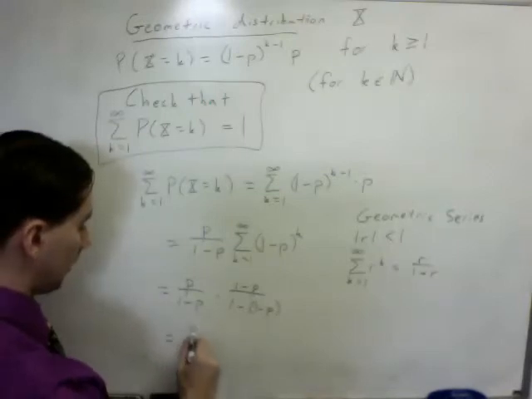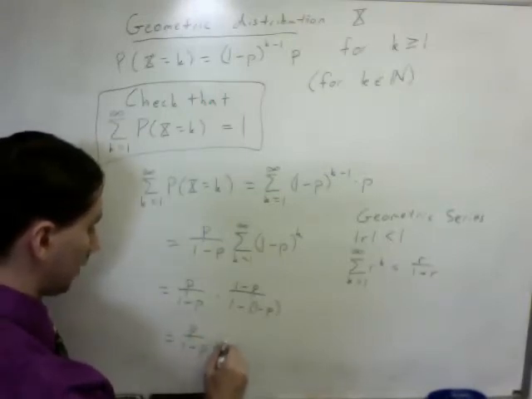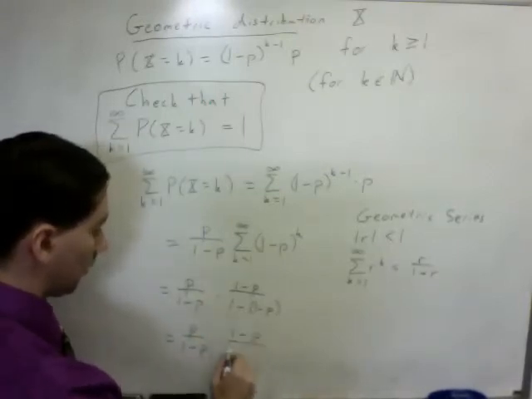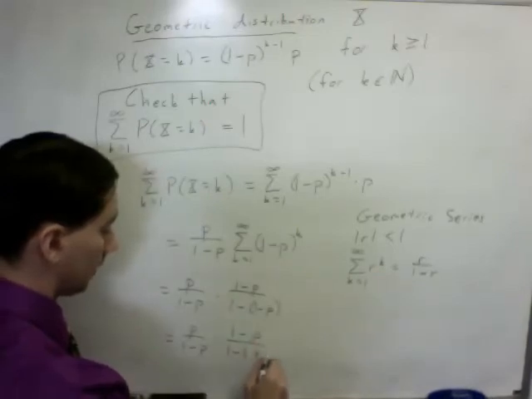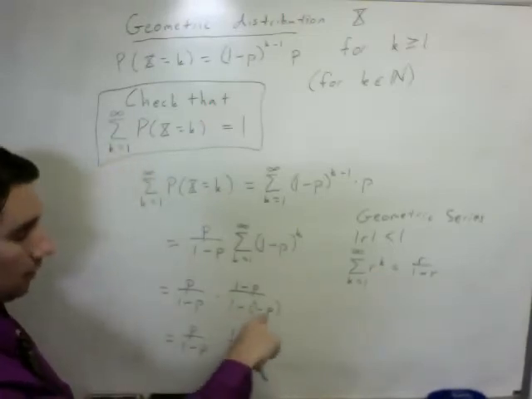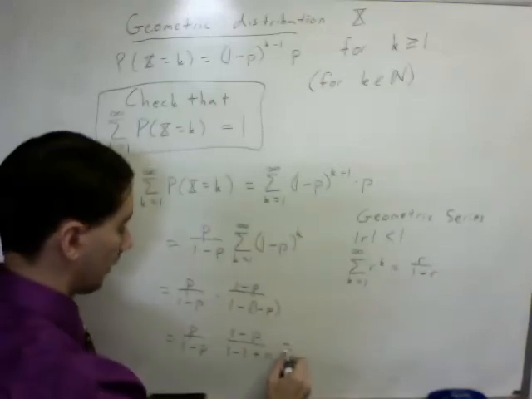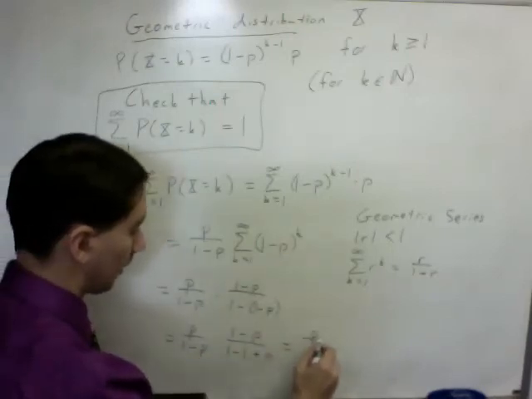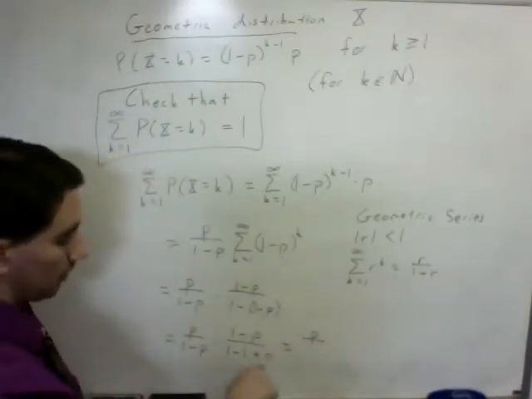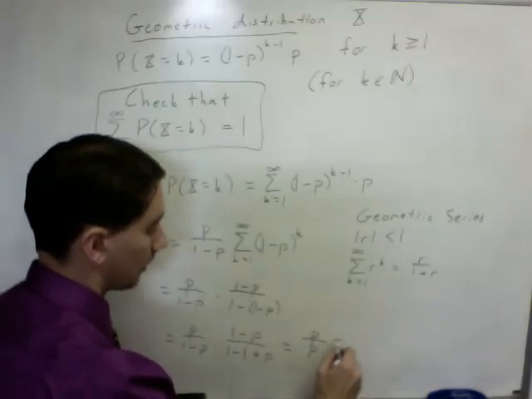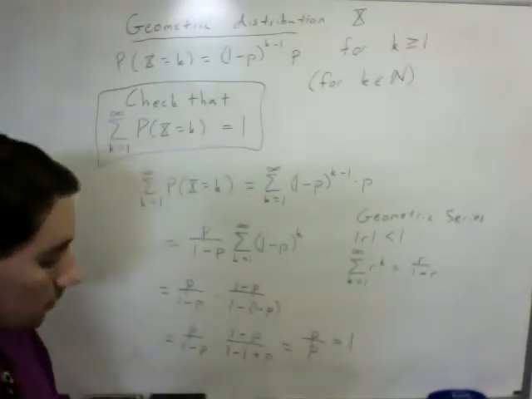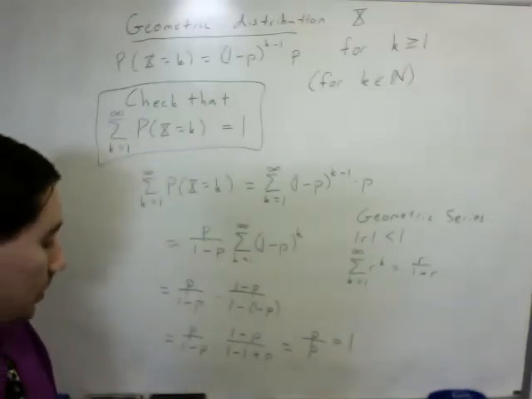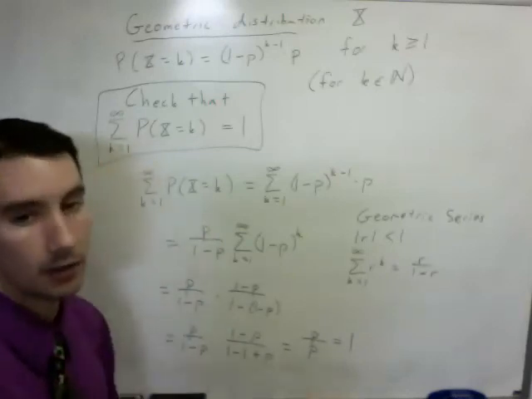And this is equal to p divided by 1 minus p times 1 minus p over 1 minus 1 plus p. So let's just distribute the negative through this parenthesis. And this is equal to, well, I can cancel this 1 minus p and this 1 minus p. So I have p divided by, and 1 minus 1 plus p is p. So this equals 1. And so, in fact, the probability is 1, and we're not breaking the laws of probability.